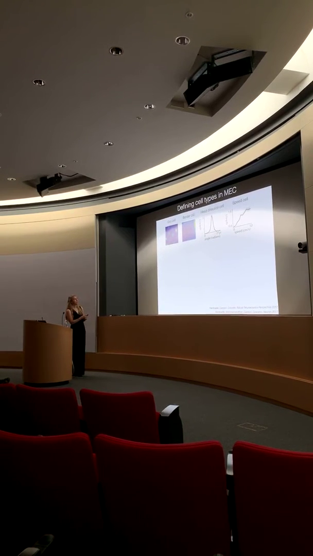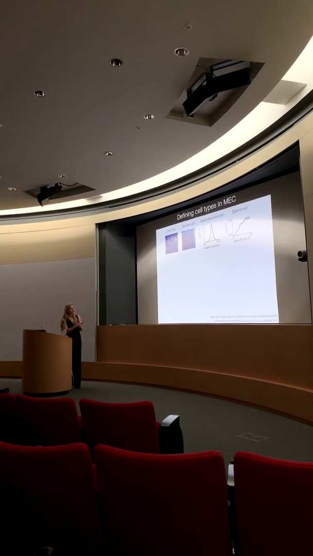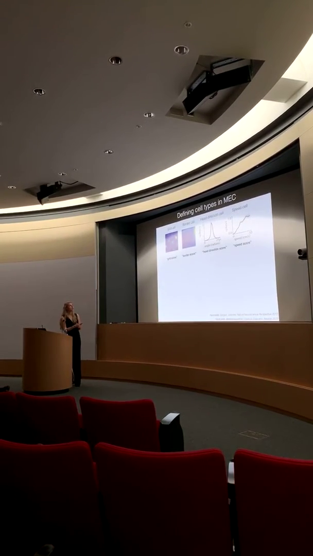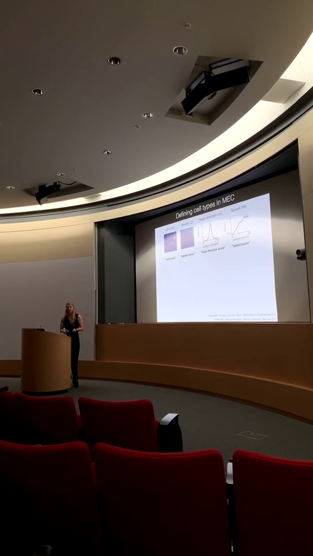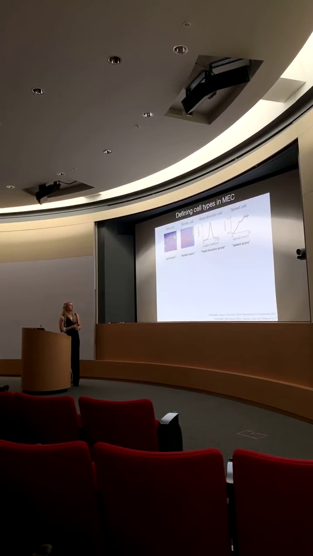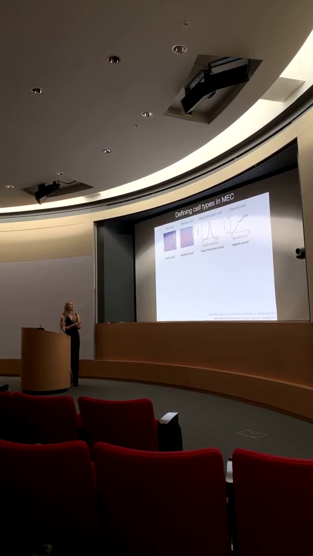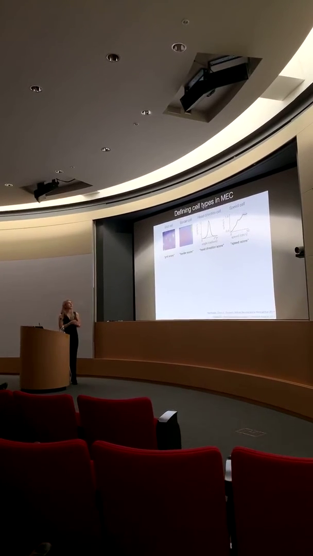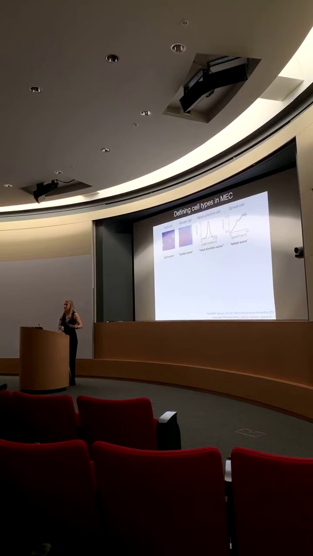So to paint the picture, like I said, there are these 4 cell types, and we identify every cell type using what I call the score method. The score method is just a way to pick out the cells that will look like one of these types. So the grid score will characterize the 60-degree symmetry of a position tuning curve, and so a cell with a high grid score will be a grid cell.